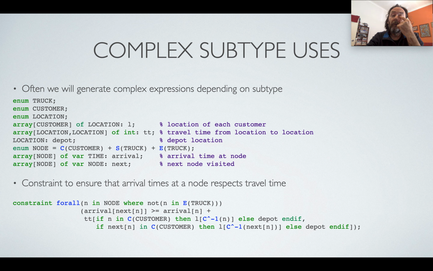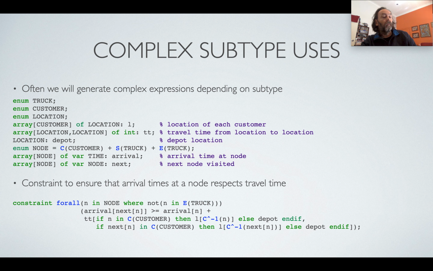So we end up often having very complex subtype usages. Here's an example of a small vehicle routing problem. The kinds of objects we're reasoning about are trucks, customers, and locations. Every customer has a location, and we have a travel time from one location to another location, and the depot is one of the locations. That's where all the trucks start.